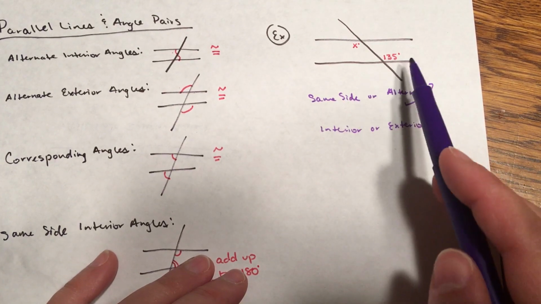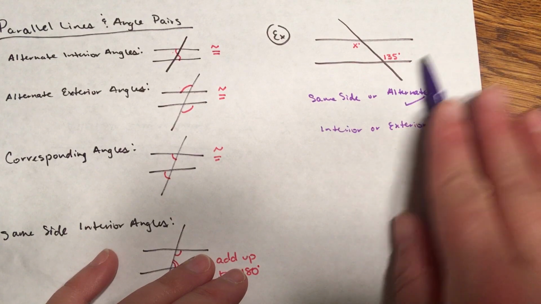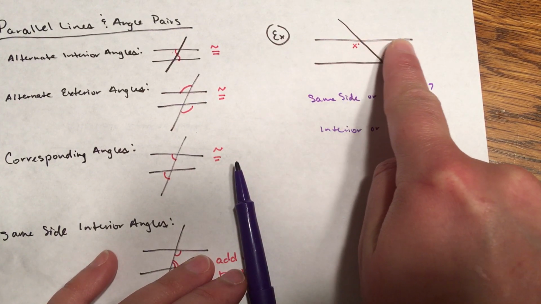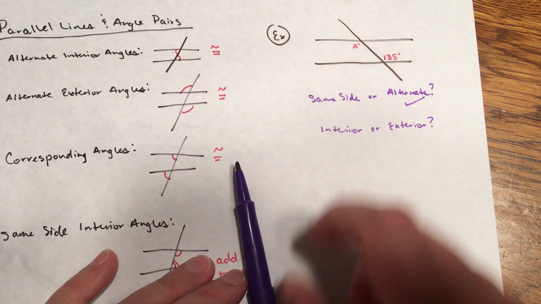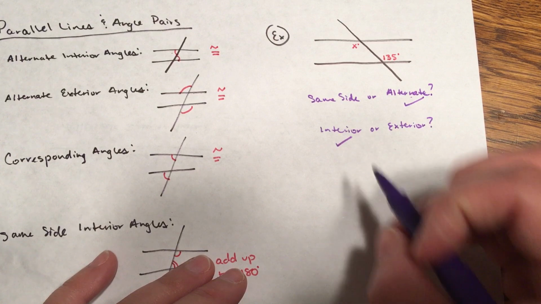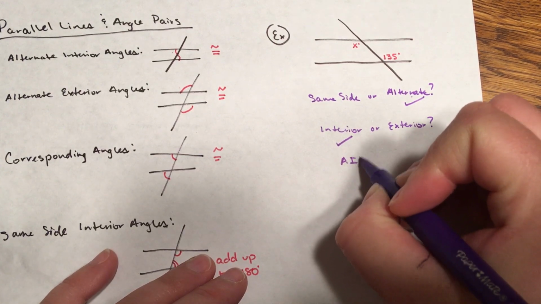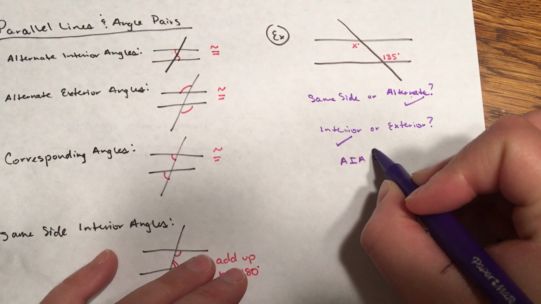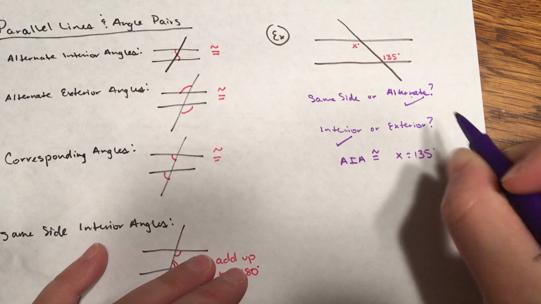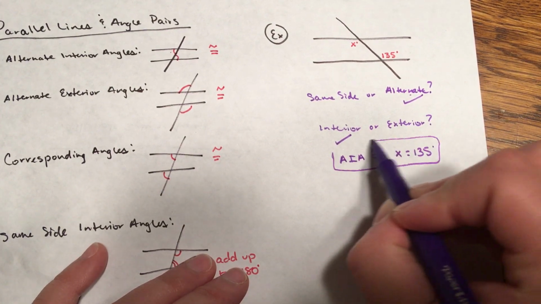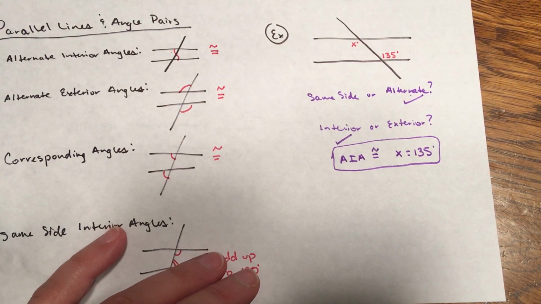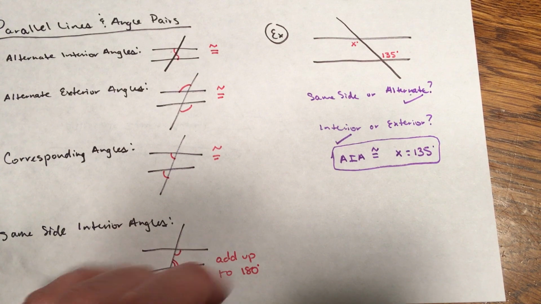So when I'm thinking about this, I'm thinking, okay, if I was a train and I was following my paths, if I crossed over those angles, then it's interior. So they're alternate interior angles. Therefore, they should be congruent, which means that x equals 135. So notice I go through those same set of questions each time to determine my different angle pairs.